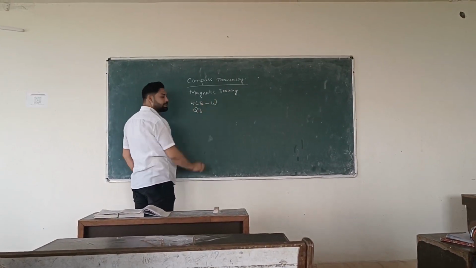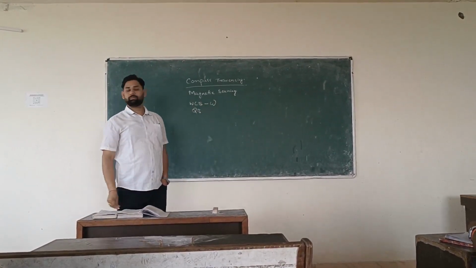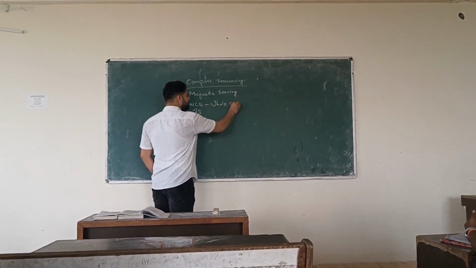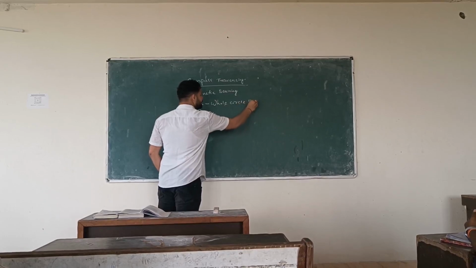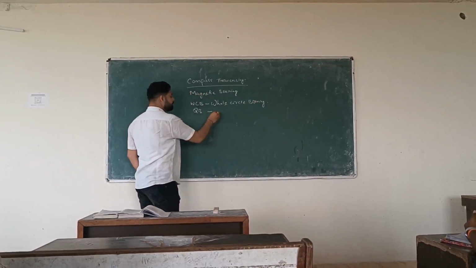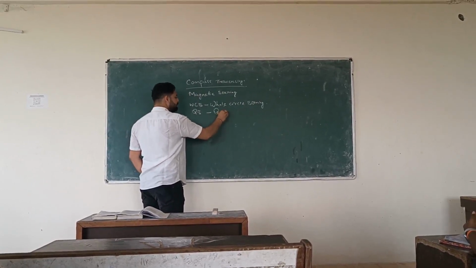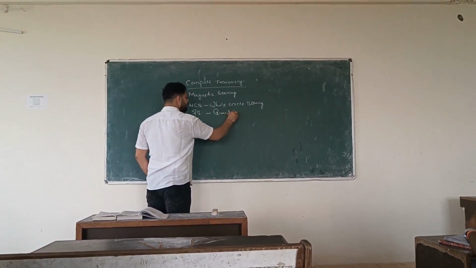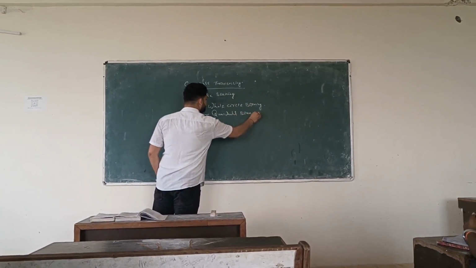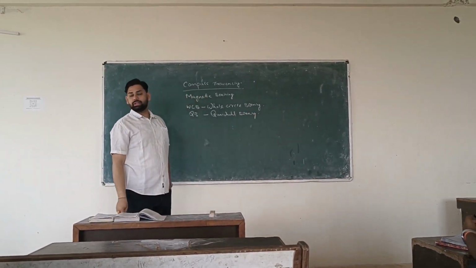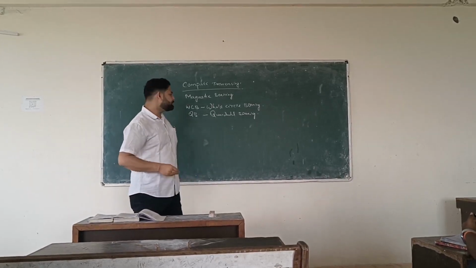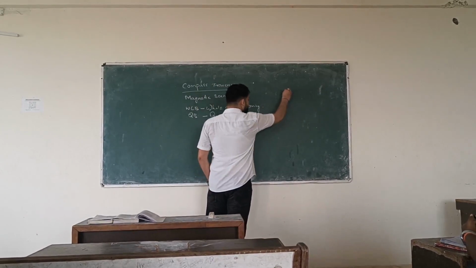WCB means whole circle bearing, and QB means quadrantal bearing. Okay, two types of bearing. So what is WCB bearing and what is quadrantal bearing? So let us know.